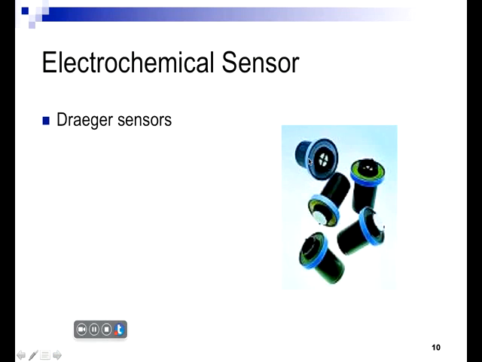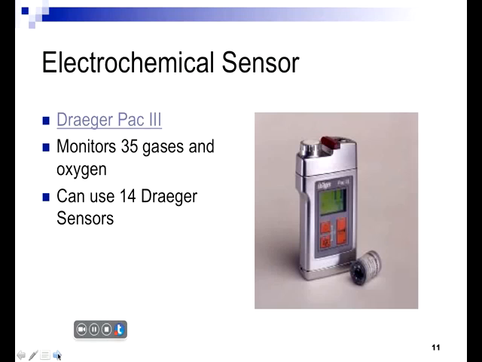You can buy them for oxygen or hydrogen sulfide or any of those gases and vapors that I had on the list. So you can change out the sensors. As a handheld instrument, it looks like this. This is a Draeger PAC 3. Other companies make these kinds of things as well. I'm just using this for illustrative purposes.